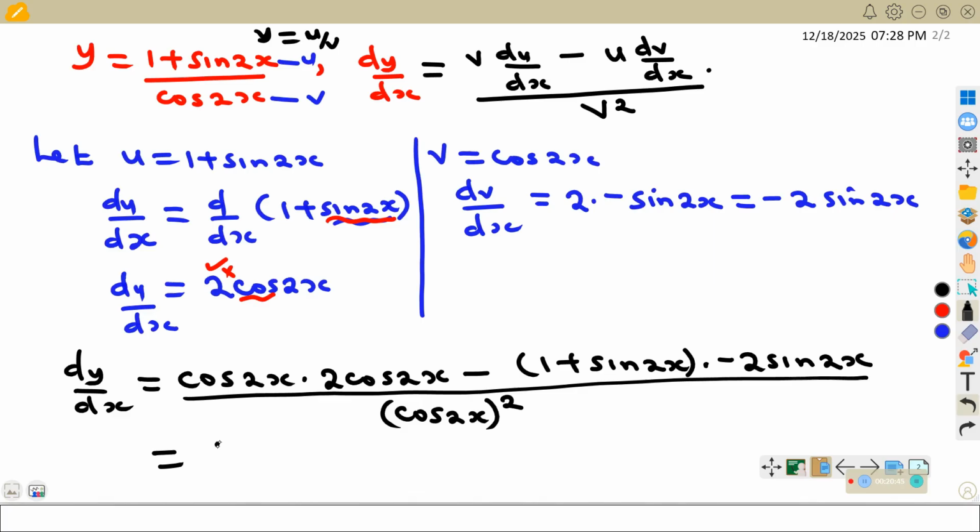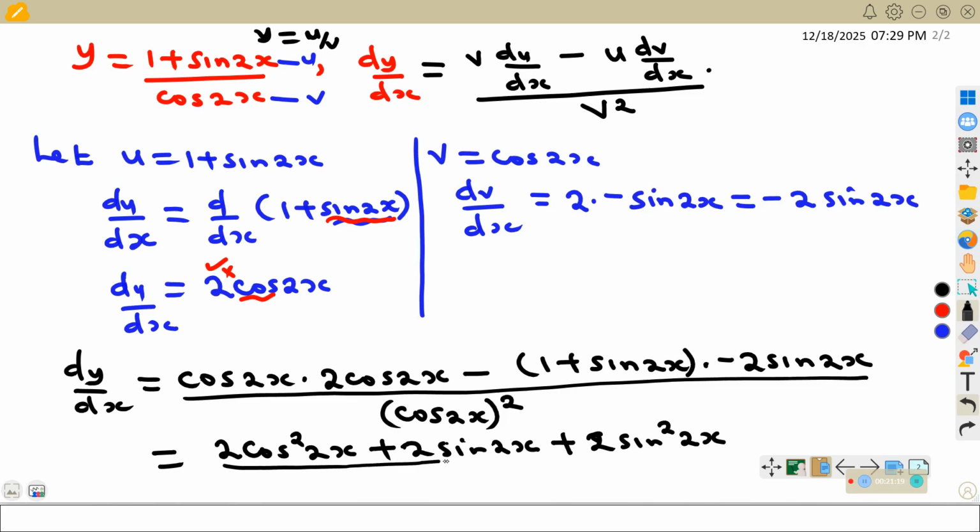This is the same as 2 cos 2x times cos 2x, which gives us cos squared of 2x. Then we shall have this minus and this one giving us a plus. Then multiply this 2 sine 2x with a 1, to get 2 sine 2x. Again, add it with this 2 sine 2x multiplied by this to give us 2 sine squared of 2x. The whole of this should be divided by cos of 2x, the whole of this squared. So that is basically what we shall have.